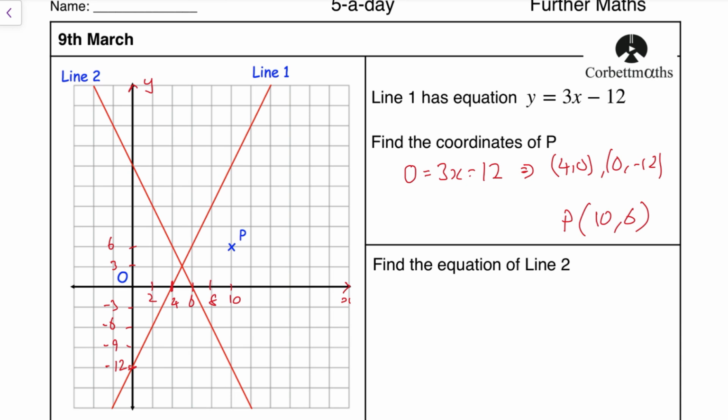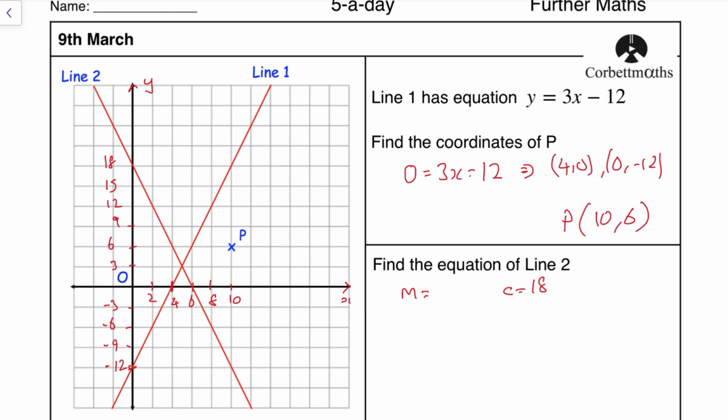Next question. Find the equation of line 2. Now, in order to find the equation of a line, I need two things. I need the m and I need the c. Well, the c is fairly easy on the graph because I'll just carry on going. So 9, 12, 15, 18. So my c term is 18.